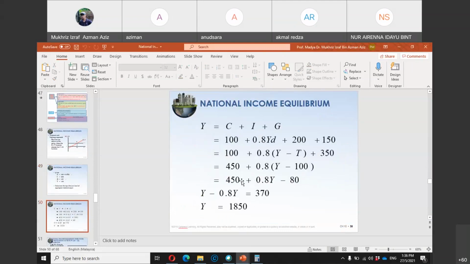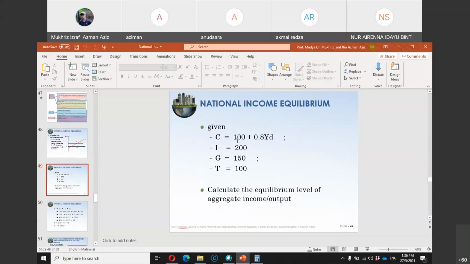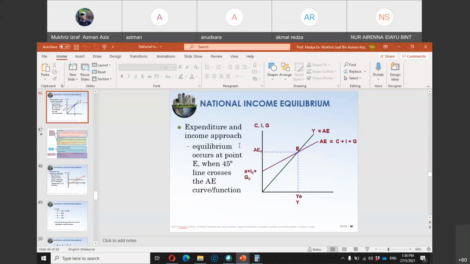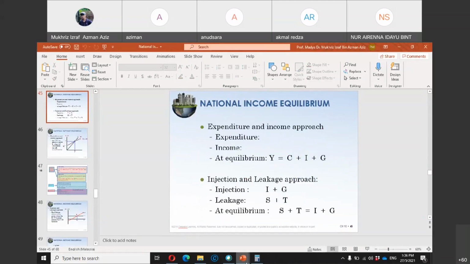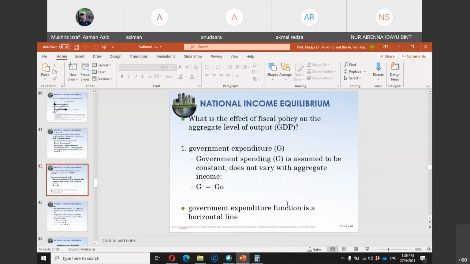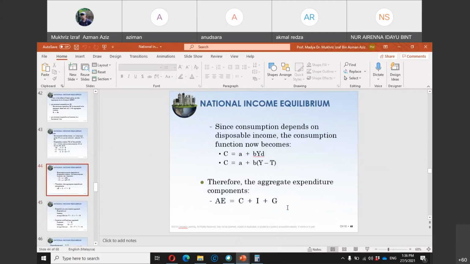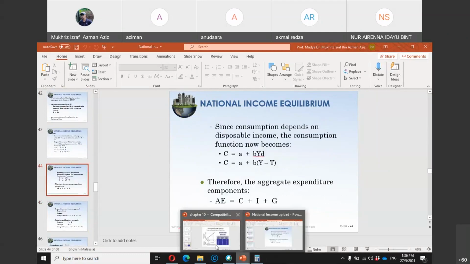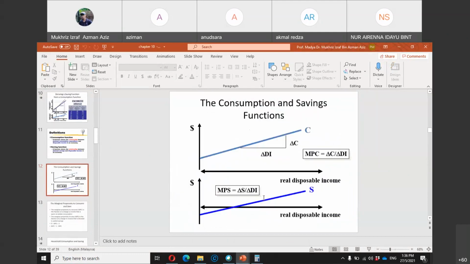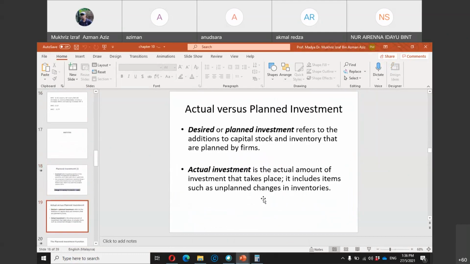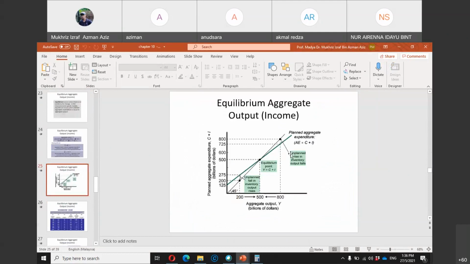The same thing here. If you look at this example, now we are at the three-sector economy, correct? Today the focus will be to include the government role, the government expenditure. From last Monday's lecture, we only focused on aggregate expenditure using C plus I, meaning only the two-sector economy.